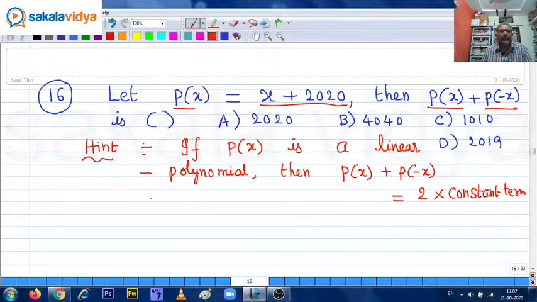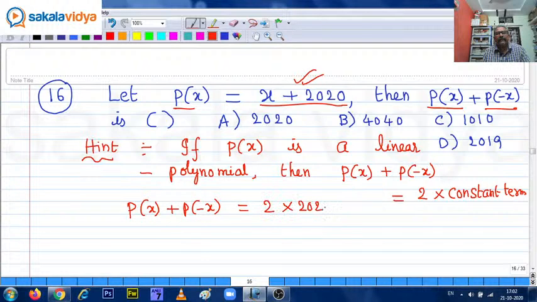Therefore here it's a linear polynomial. Now p of x plus p of minus x equals, directly we can write 2 times constant term, which is 20, so 40. So option B is the right option. Right? Oh, very good, Kumavat.